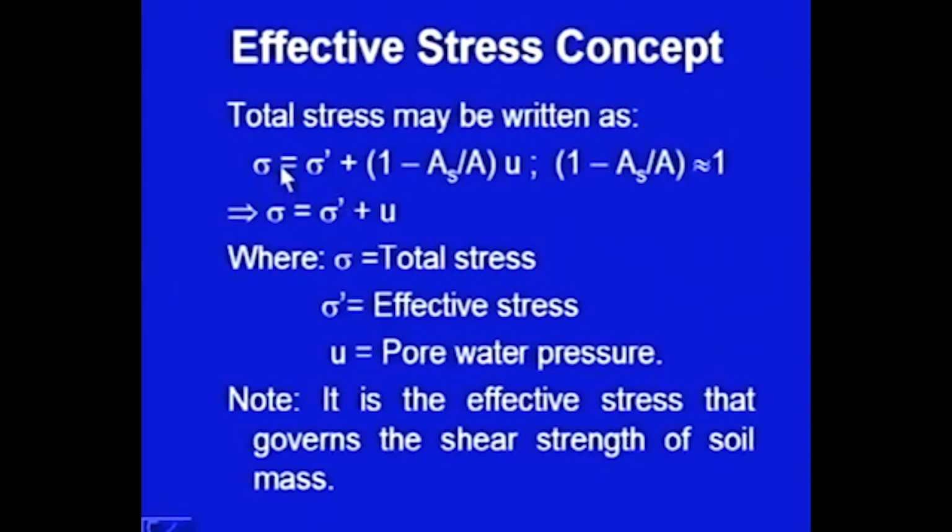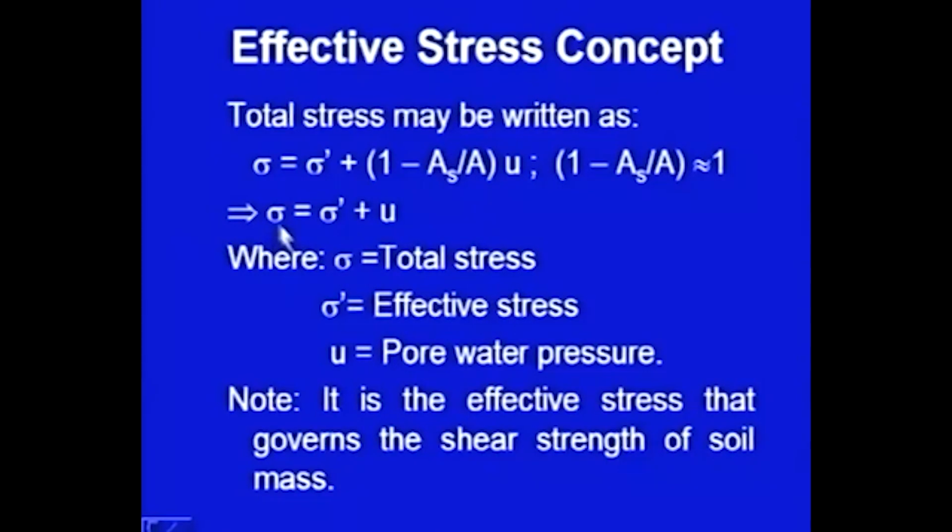So, now the total stress can be written as sigma is equal to sigma dash plus 1 minus As upon A into U. As I told you, this term is not more than 3%. So, this term 1 minus As upon A is roughly 1, and finally, we can write this approximate expression, sigma is sigma dash plus U. This particular equation is called the effective stress concept. What it tells is that sigma is the total stress, sigma dash is effective stress and U is pore water pressure.